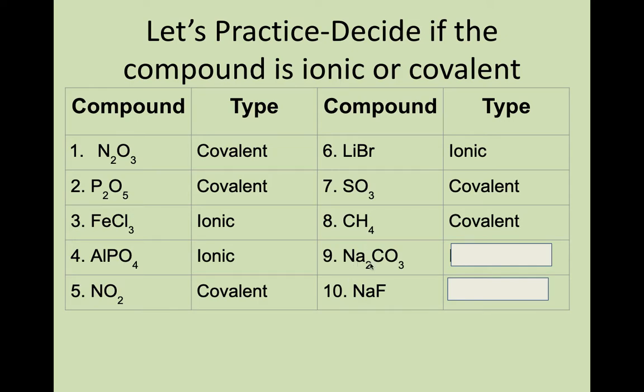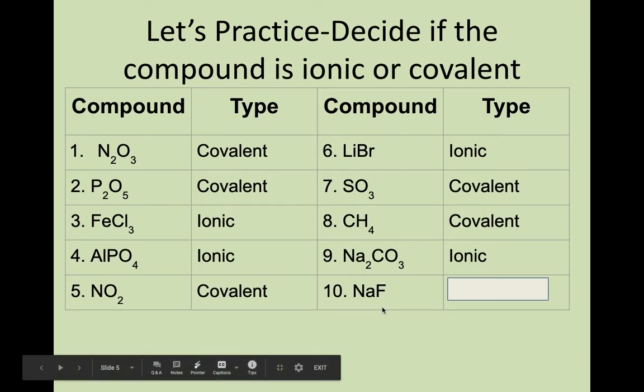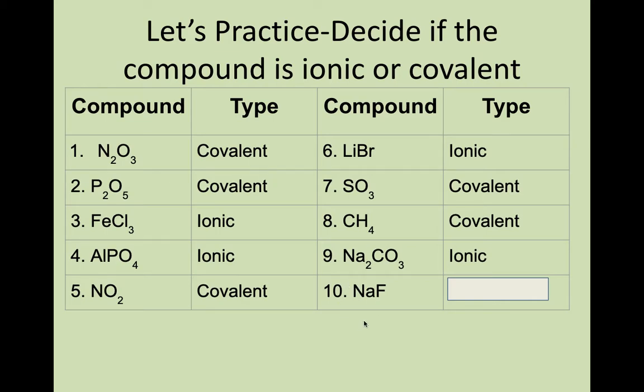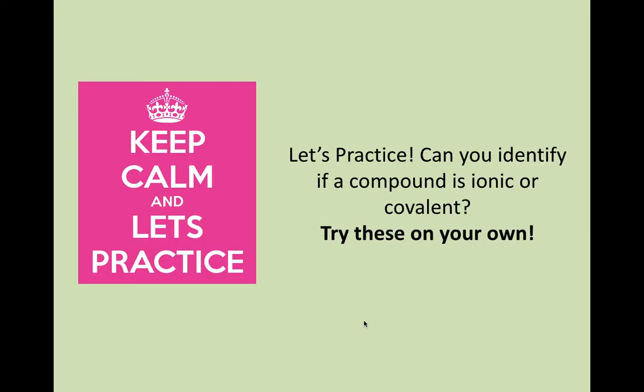The next one is Na2CO3. Take a minute and find them. Na is on the left side of the stairs, and as long as there is one metal, it is called ionic. And then the last one is NaF. Once again, we know that sodium is a metal, so as soon as you have one metal, it must be ionic. Perfect. Now on the next screen, I want you to pause the video and try these on your own to practice identifying ionic or covalent. So make sure you pause my video and practice those on your own.